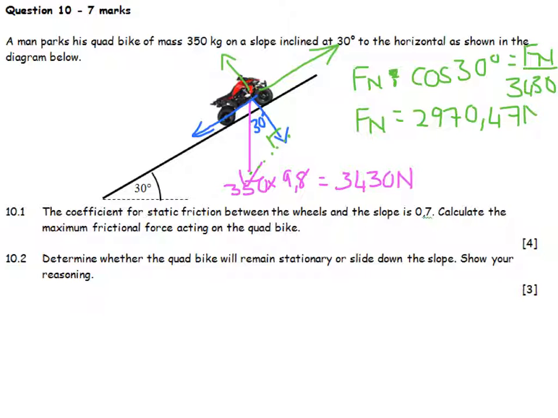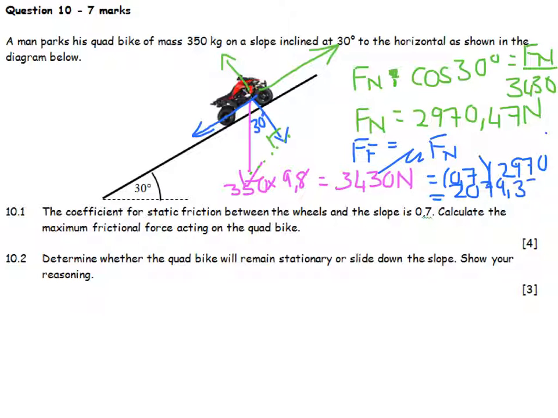And I find that my normal force is therefore equal to 2,940,47 newtons. If I now want my frictional force, it is equal to the coefficient of static friction multiplied by the normal force, so that's 0,7 multiplied by 2,940,47, and it becomes 2079,33 newtons up the slope. You are expected to give a direction.